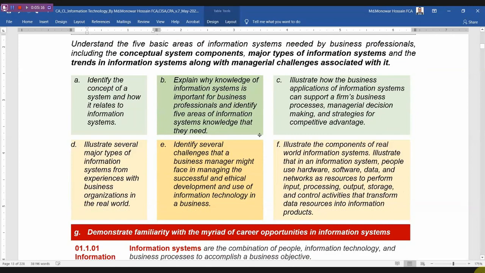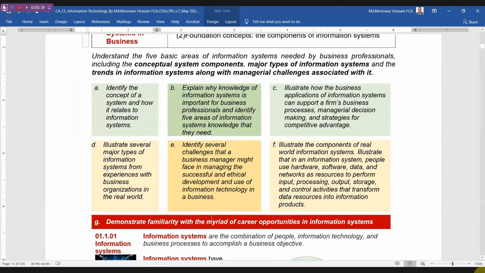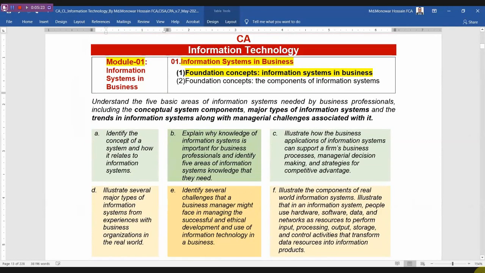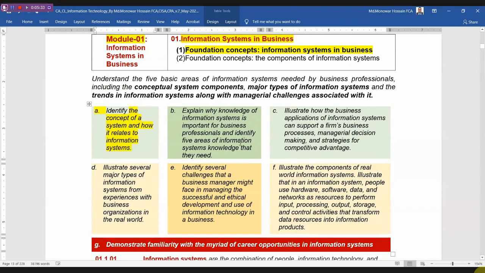You have seen in your syllabus, after studying this chapter, we will be able to understand the concept of the system and how it relates to the information system. Also, we will know why knowledge of information systems is important for business professionals, and identify the 5 areas of information system. We will also understand how business applications of information systems can support a firm's business processes, because we know all IT will align with the business, as well as managerial decision making and strategic or competitive advantage.